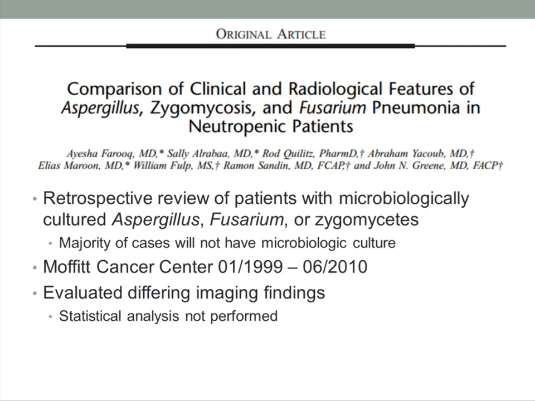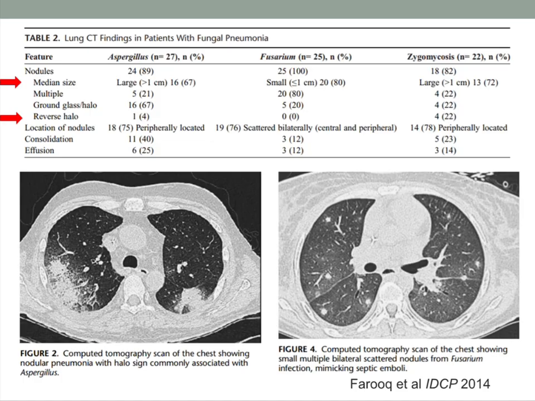This is a study from Moffitt, actually. You'll probably see a lot of familiar names on there, looking at patients with microbiologically cultured Aspergillosis, Fusarium, or Zygomycosis, and comparing the imaging findings. Again, it's very challenging to get enough patients to perform a full statistical analysis, so this is a descriptive study of what they found. It was over a 10-year period, with columns for Aspergillus, 27 patients, Fusarium, 25, and Zygomycosis, 22.